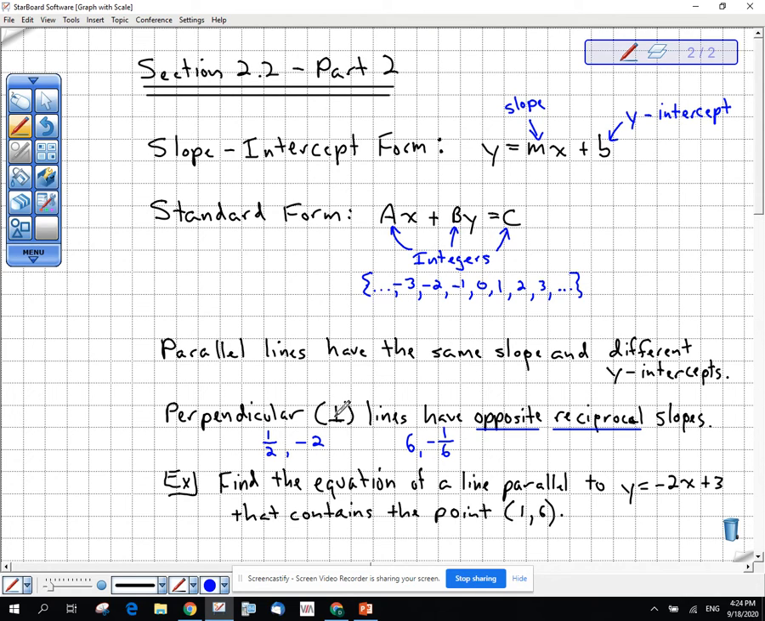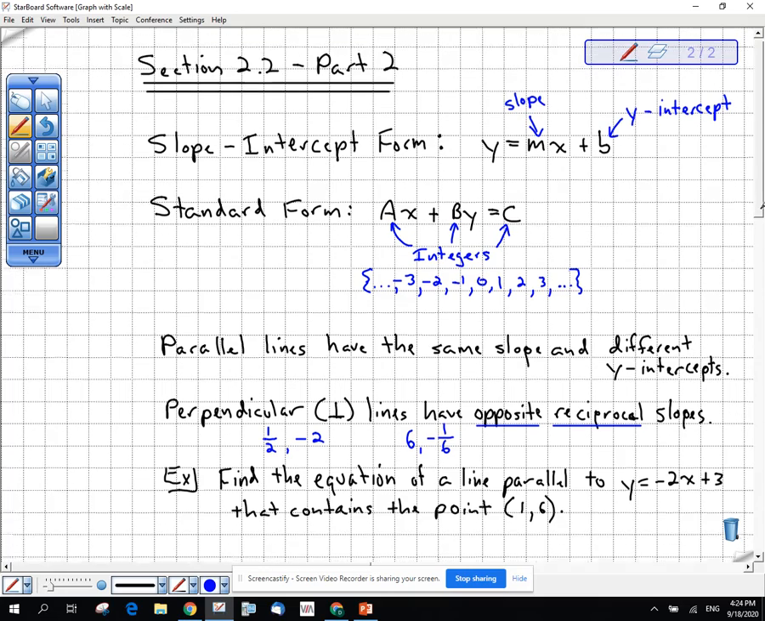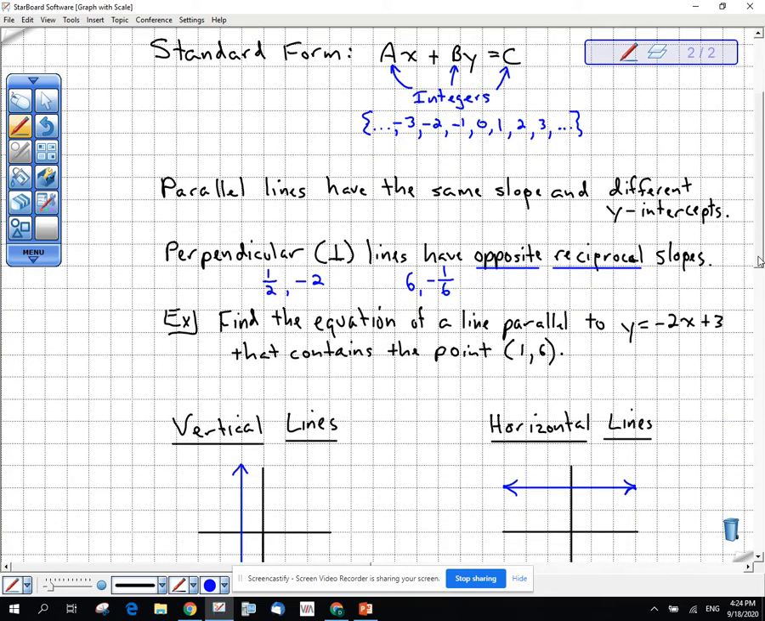Okay. That takes us to this example that says find the equation of a line parallel to y equals -2x plus 3 that contains the point (1, 6). Now think about which form this is most conducive to. Which of the three forms of lines? Is it point-slope form? Is it slope-intercept form? Or is it standard form?